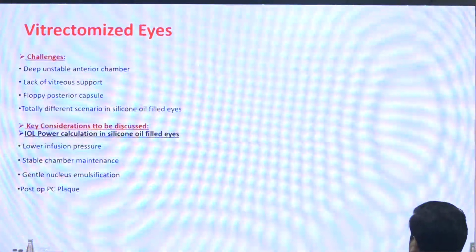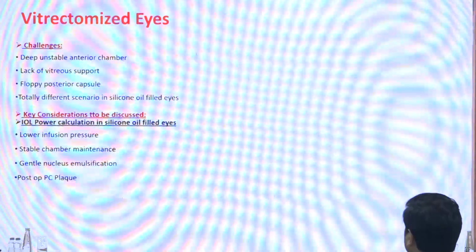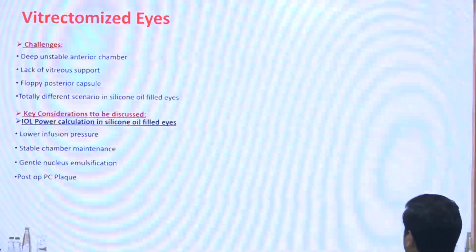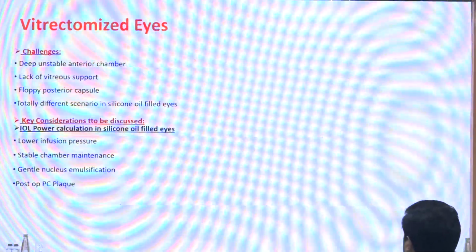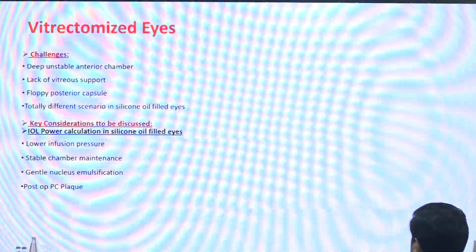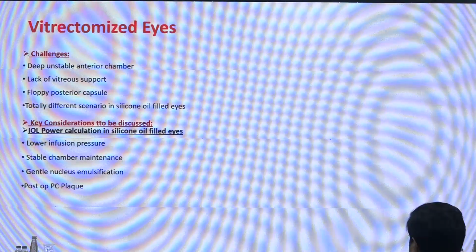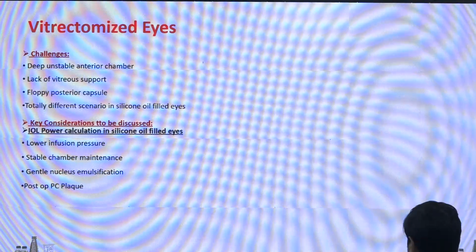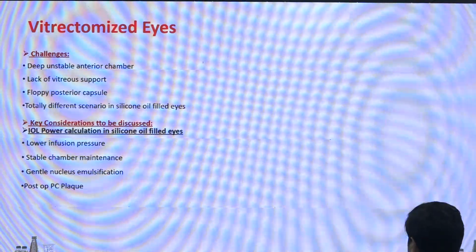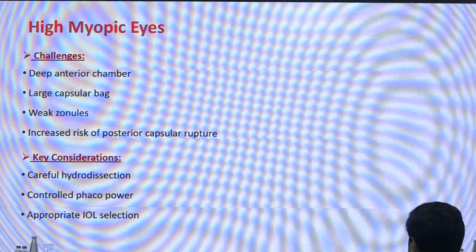Coming to vitrectomized eyes, the challenges are deep unstable anterior chamber, lack of vitreous support, floppy posterior capsule, and a totally different scenario in silicone oil filled eyes. We'll be covering that in detail. The key considerations that we'll be discussing are IOL power calculation in silicone oil filled eyes, lower infusion pressure, stable chamber maintenance, gentle nucleus emulsification, and post-op PC plaque.